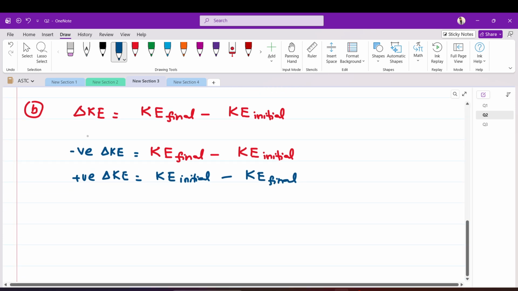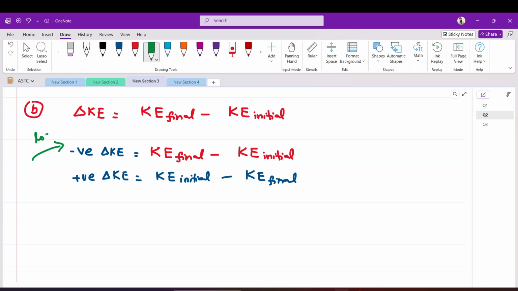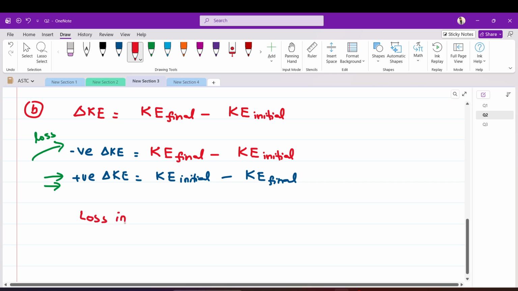Now, the question is, why did we get a negative delta KE value? Because there was a loss in the system. You had a greater value at the initial stage, and the final kinetic energy was lesser than that. So that means there was some loss in kinetic energy during the journey. That loss can be represented by this formula directly, so I don't have to write delta KE. I can directly say loss in kinetic energy will be the initial kinetic energy minus the final kinetic energy.